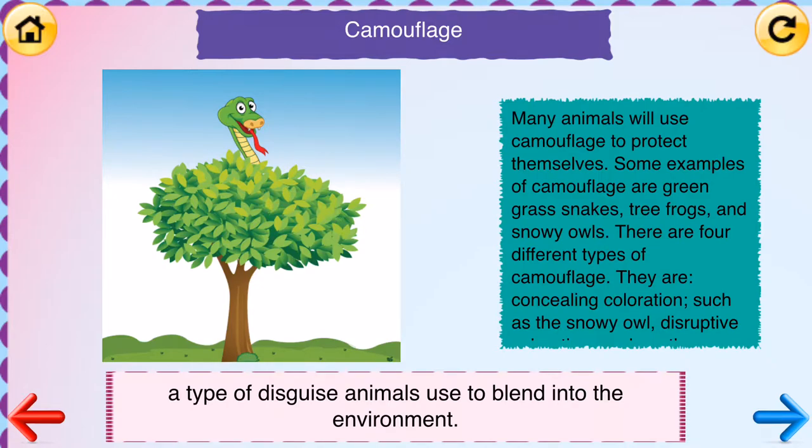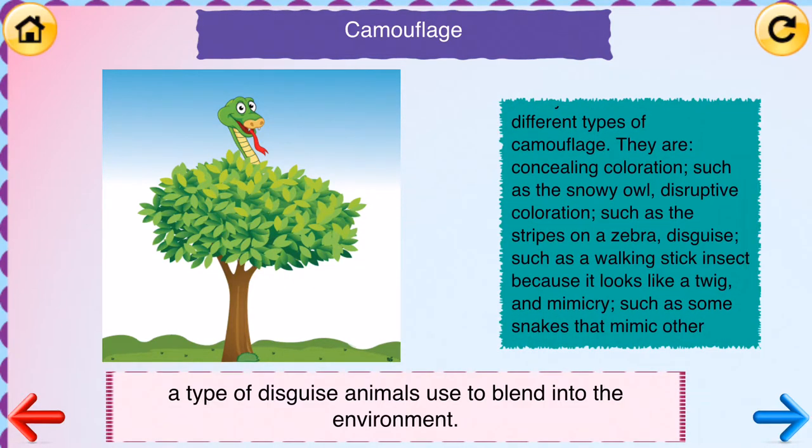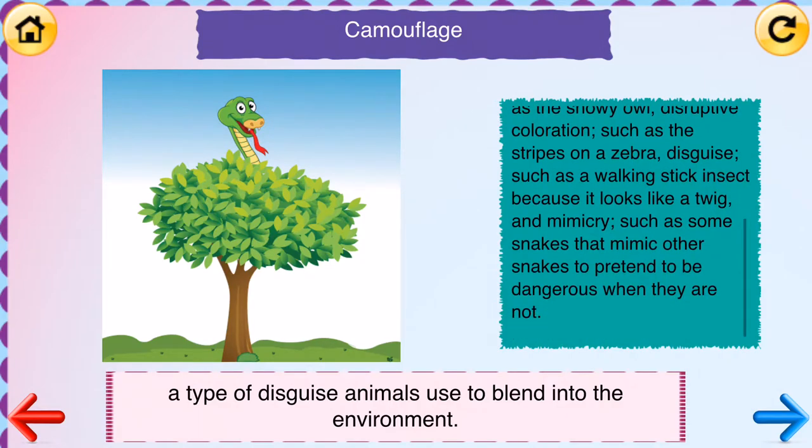They are concealing coloration, such as a snowy owl, disruptive coloration, such as the stripes on a zebra, disguise, such as a walking stick insect because it looks like a twig, and mimicry, such as some snakes that mimic other snakes to pretend to be dangerous when they are not.